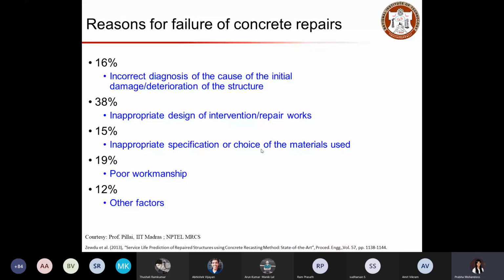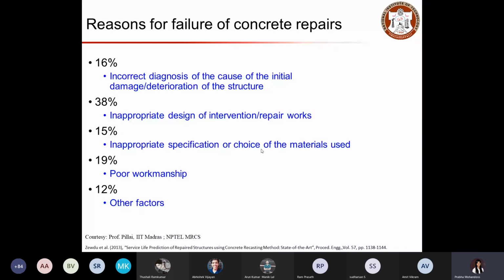And then inappropriate design of intervention or repair works, right? That is one of the main reasons which causes the failure of the structure. The design should be taken care of properly for meeting the required performance of your structure. Another thing is the specifications that we follow. We have standard methods and specifications prescribed by international and national codes. We need to know whether we are using the proper specification for a particular application or not. If you are just randomly using some specifications given by the codes without knowing their implication, then that will affect your structure. That is what is mentioned as inappropriate specification.